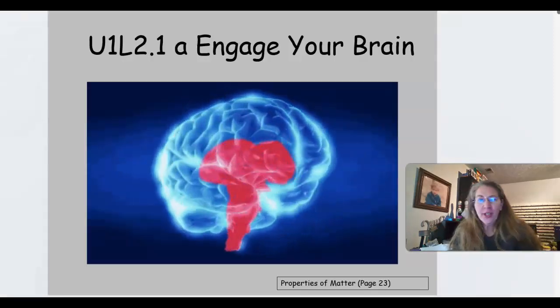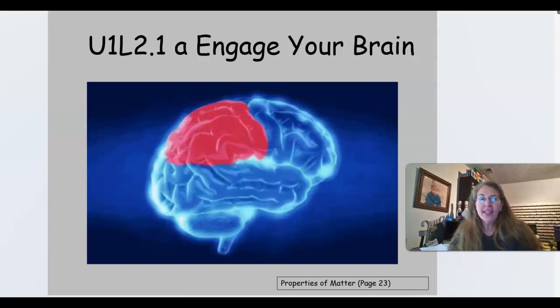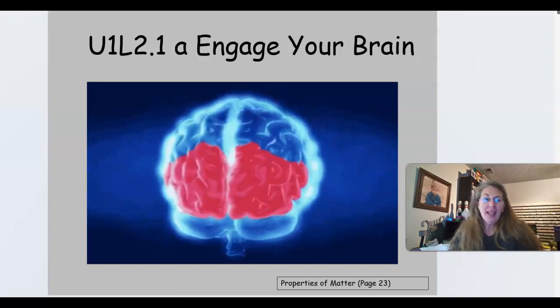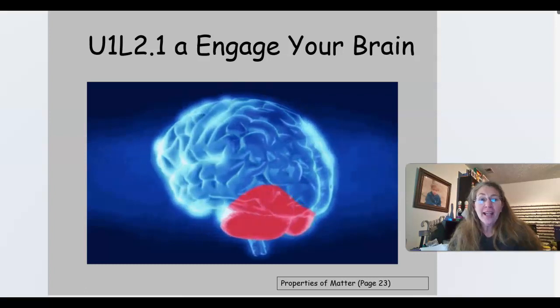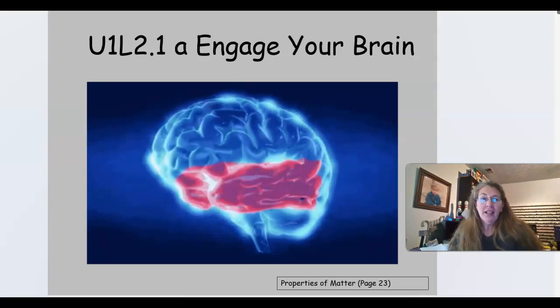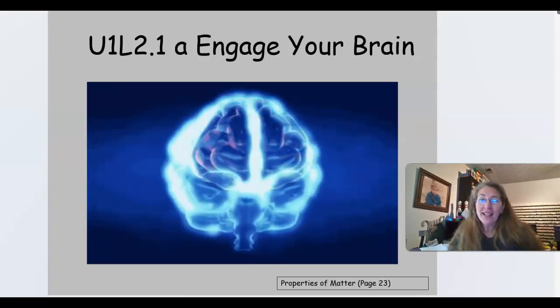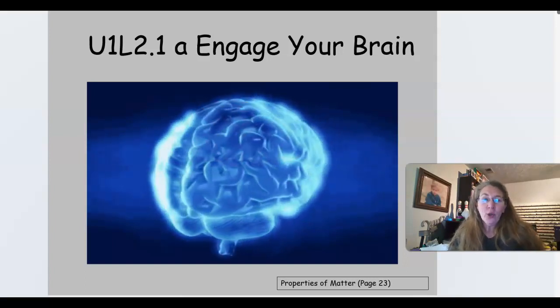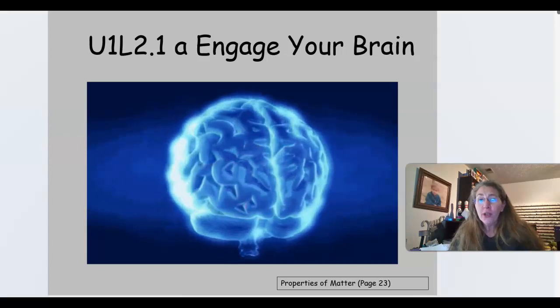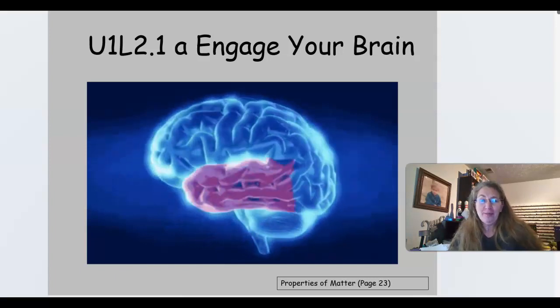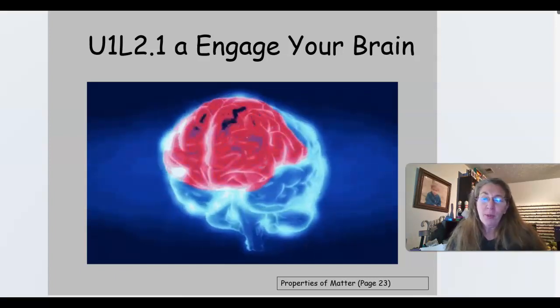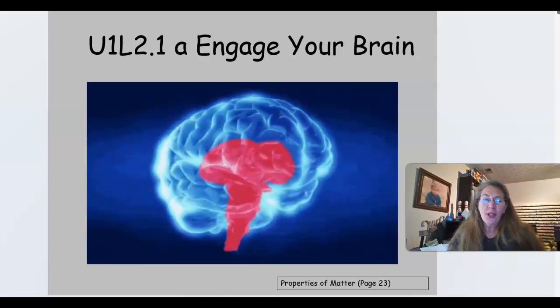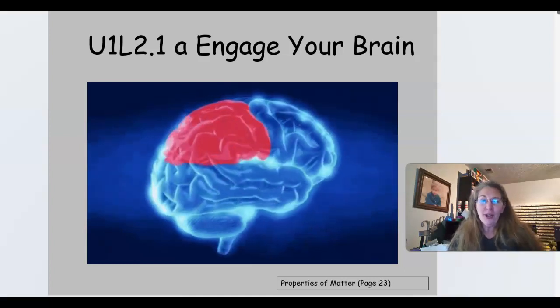So on page 23 of your textbook, you have a section called Engage Your Brain. This is to find out what you know right now about the content. So having a wrong answer isn't necessarily a bad thing. Don't worry about getting the answer right or wrong. Just put what you know right now. So pause the video, complete page 23, and then come back to the video when you're ready.